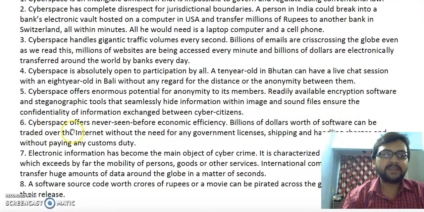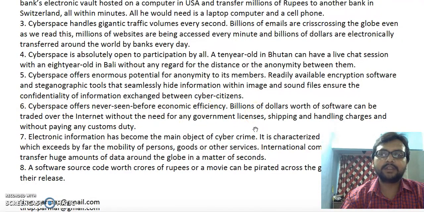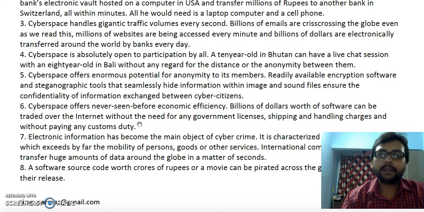At the same time, cyberspace offers never-seen-before economic efficiency. Billions of dollars worth of software can be traded over the internet. As we know, for example, we go to torrent, we can find any Adobe-based, Microsoft-based or any other games as well, free to download from Pirate Bay or from Twitter as well. So it is very difficult to handle those types of software.